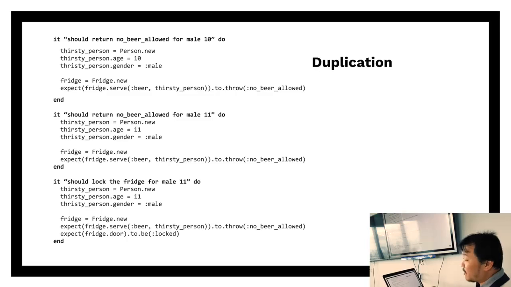And in the implementation, fine, you can do whatever you want. But first of all, it's duplicated. Secondly, the test name doesn't tell me what business value I'm protecting. Cool.